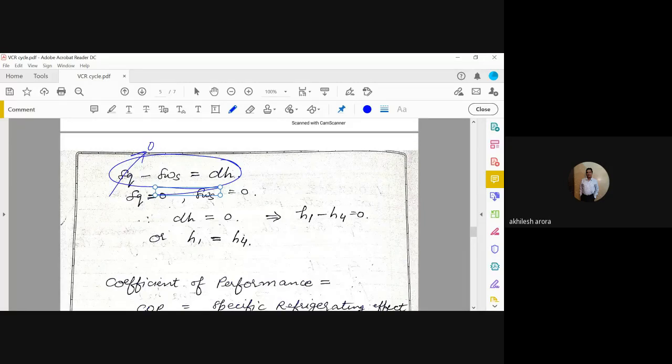Second, because it's a capillary tube, there is no shaft, so there won't be any shaft work. So delta Ws will also be 0. So we are left only with dH. So dH is equal to 0. So when we integrate this particular equation, we get H1 minus H4 is equal to 0 or H1 is equal to H4. So enthalpy remains constant during this process.